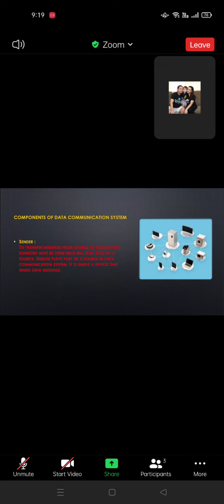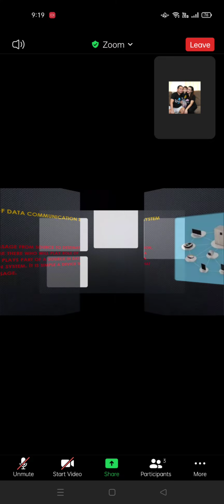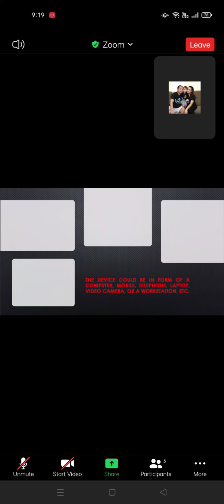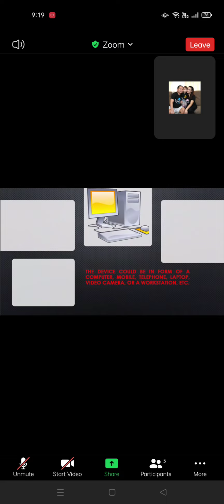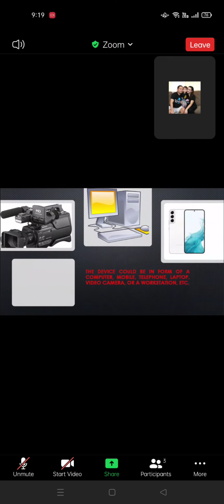This picture shows how the sender transfers a message to the receiver. The device could be in the form of a computer, mobile or telephone, laptop, video camera or a workstation, and etc.